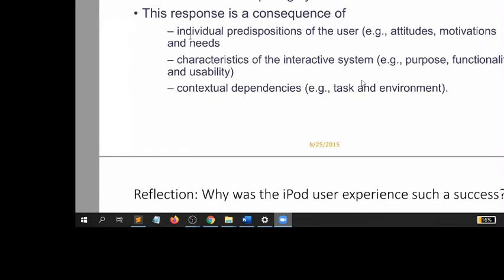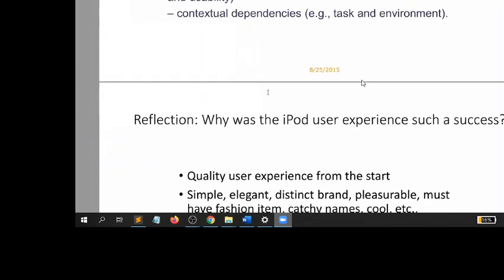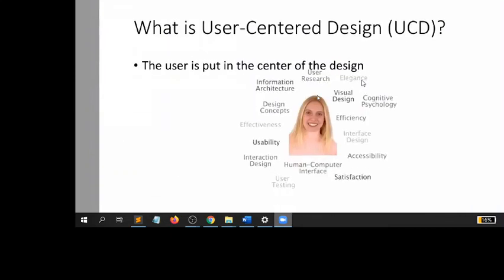So you can see individual predisposition needs. Meaning you must conduct research. You must conduct research for you to be able to understand the user needs. How do you conduct this research?